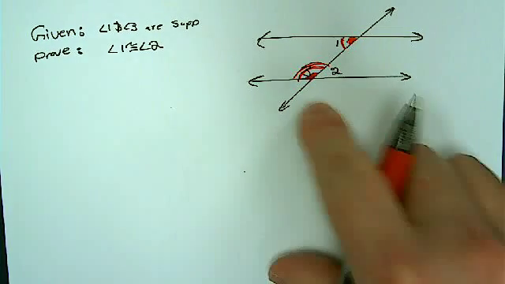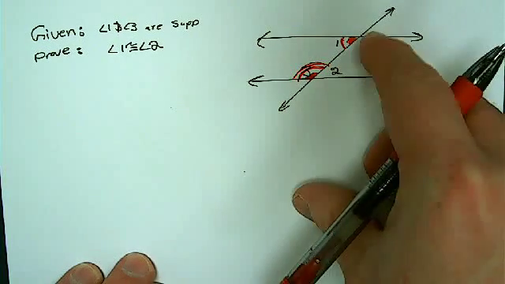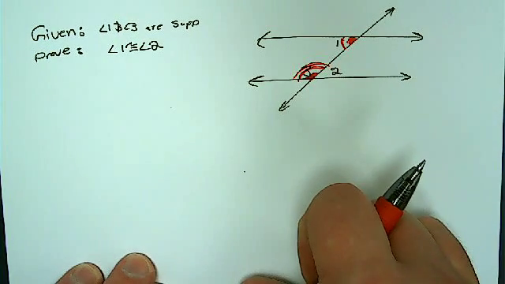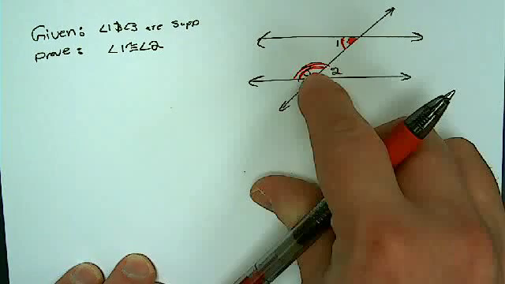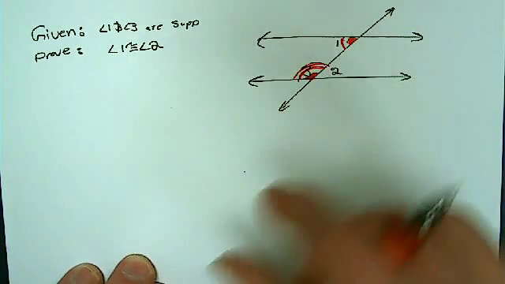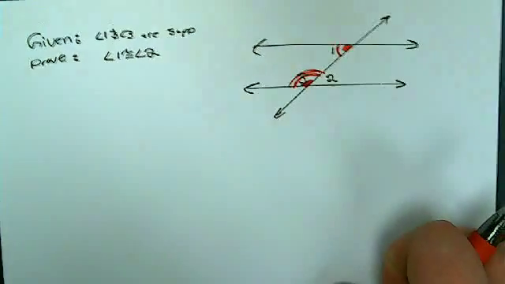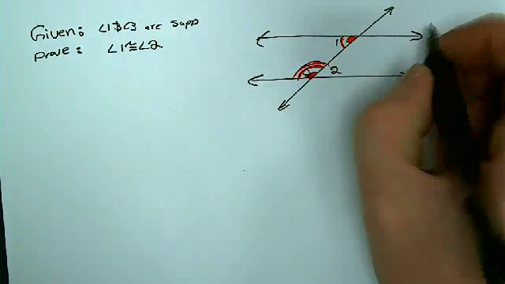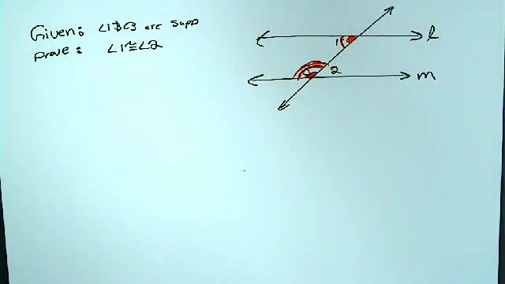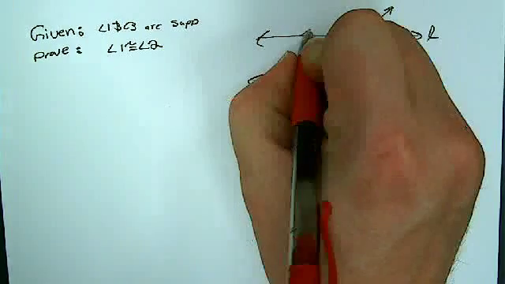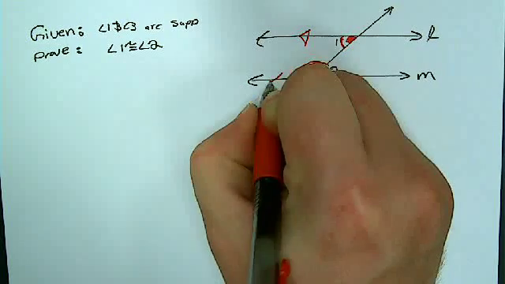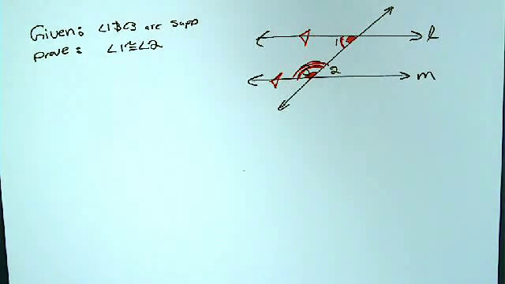What kind of angles are 1 and 3? Same side interior. If the same side interiors are supplementary, what do I know? The lines are parallel. So if same side interiors are supplementary, then the lines are parallel. So now I can mark them as parallel.